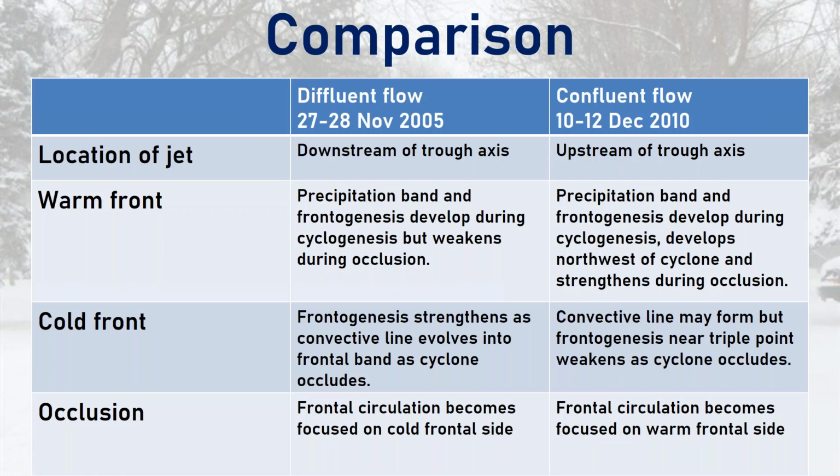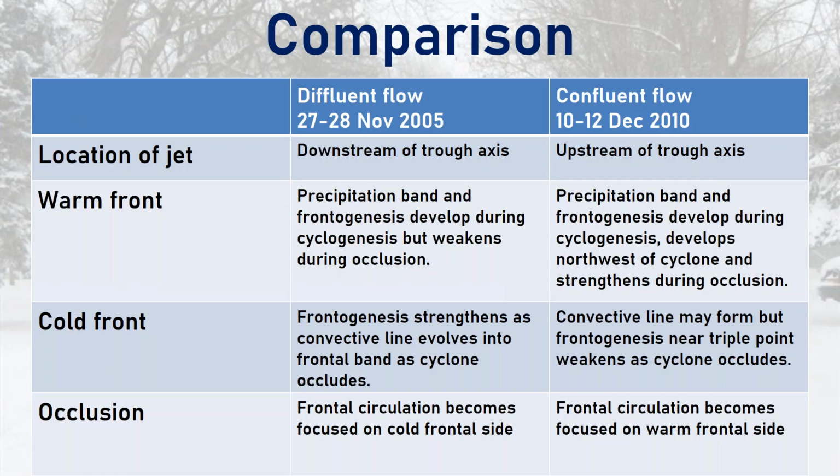You still have the warm conveyor belt going over it, so it's still got frontogenesis and instability to work with. But as time goes on, as the system begins to occlude, as the dry slot forms, and as that jet streak moves northeastward, you're going to see precipitation form along the cold front, and that is going to eventually become the dominant precipitation. How long it takes to become dominant depends on a lot of other things.